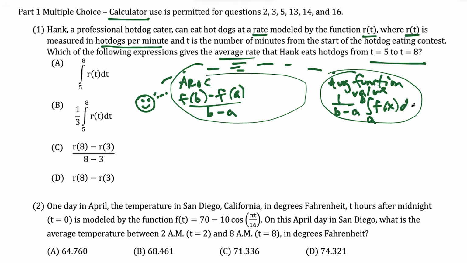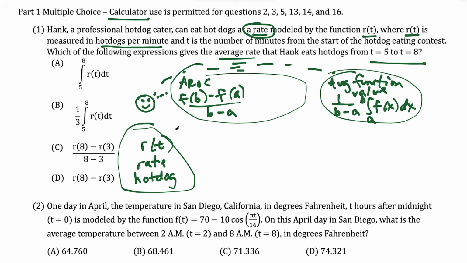For these questions, the dilemma is, oh no, which one do I use? The trick is you have to think about which formula or function they gave you in the beginning. They gave us R of t, and they told us that R of t was the rate that Hank eats hot dogs. So if we're trying to find the average rate that Hank eats hot dogs, we're going to be finding the average value of the function R of t.